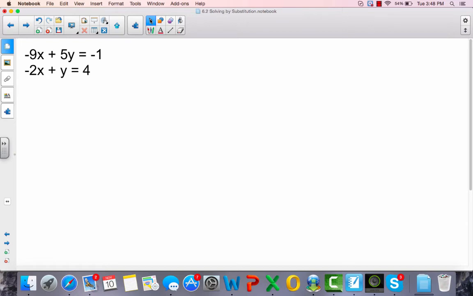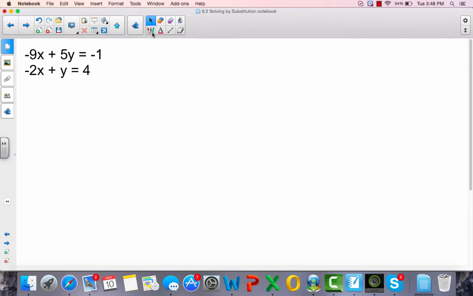Okay, so this one's a little bit different because it doesn't have something that says y equals or x equals. So we look in the problem here, and we see this one says y right here. And so if we did the other one up here, we would have to divide by negative 9 or divide by 5. So we're going to do this one because it's the easier one.